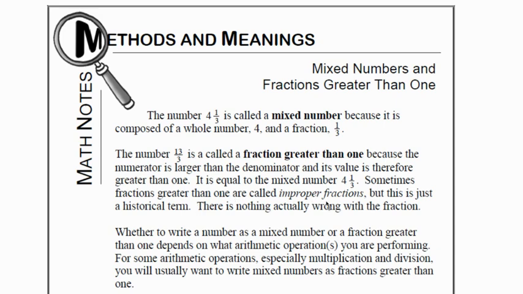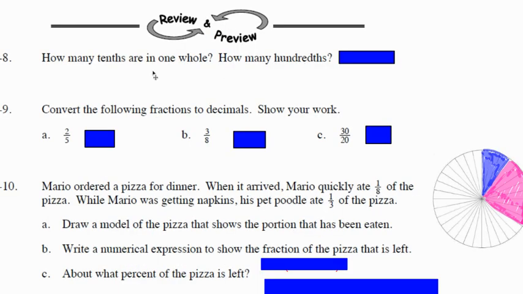Sometimes they're called improper fractions, but they feel that that's not completely accurate because there's nothing really actually wrong with the fraction. It's just a fraction that's greater than 1. And then they talk about the fact that how you're going to write your answer might depend on the nature of the question. So the first question is, how many tenths are there in one whole?